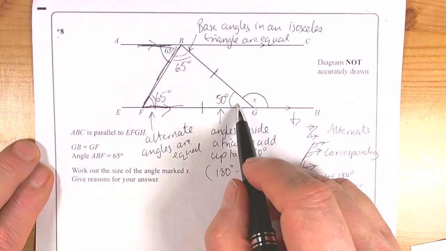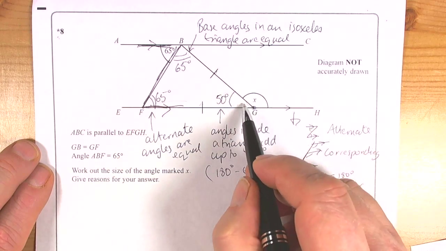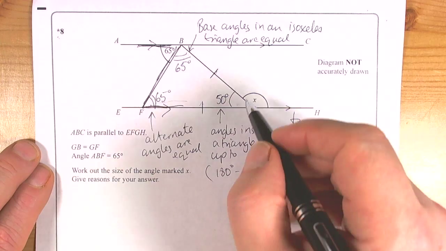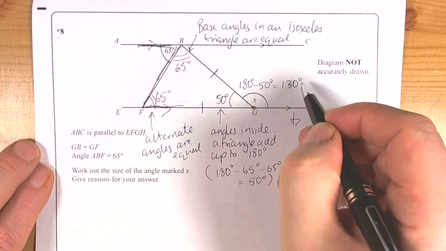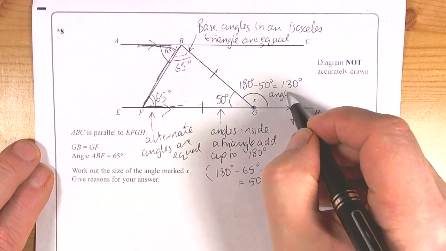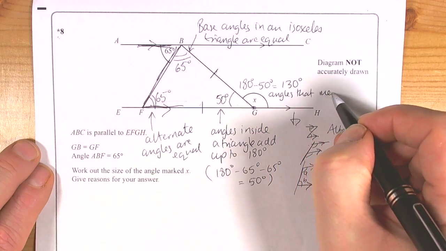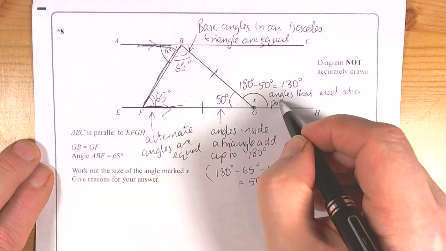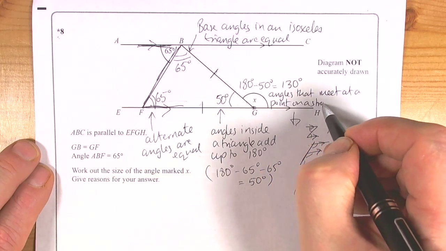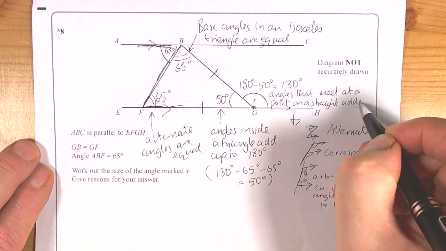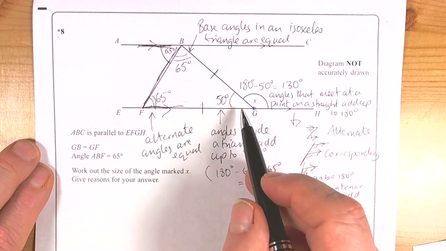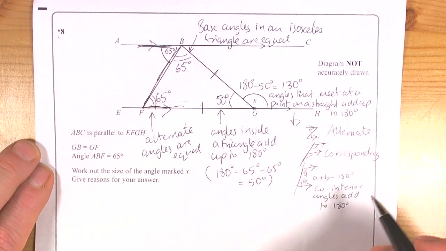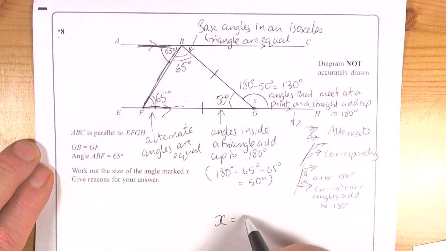And because we then know that these two angles meet at a point on a straight line, then these two angles must add up to 180 degrees. So we can write here 180 take away 50 degrees equals 130 degrees, and again we'd have to give the reason. So angles that meet at a point on a straight line add up to 180 degrees. So we now found all the missing angles, we found the value for x. Starred question, so we should really finish off with the statement that x equals 130 degrees.